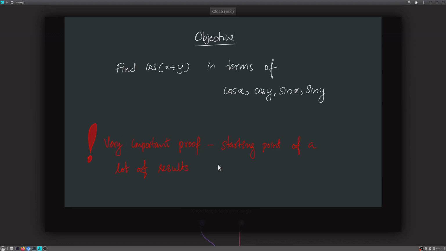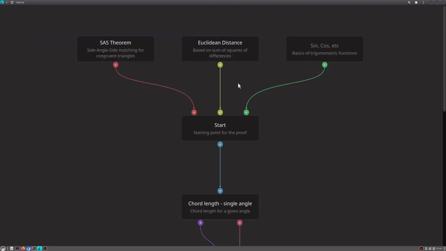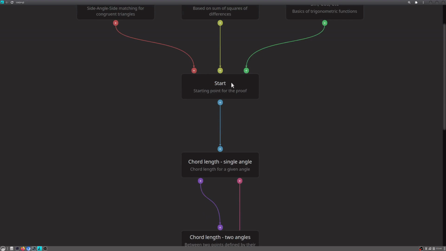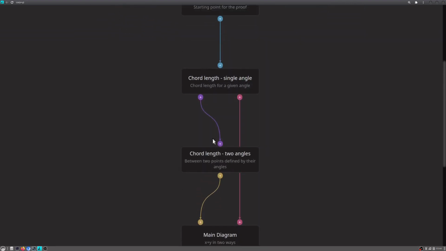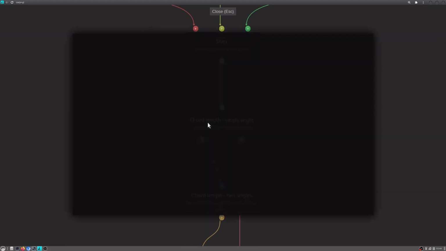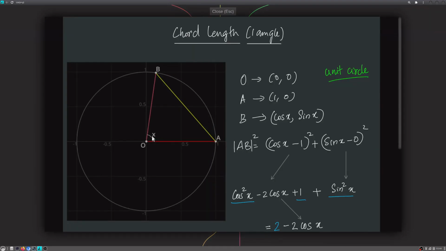Now this is, I would say, a very important proof. It's a very important result. We will be building quite a lot of results on top of this. So you might want to really pay attention to what we do today. So that's the starting point of the proof, and this is the structure of the proof. So first we will look at the chord length with single angle.